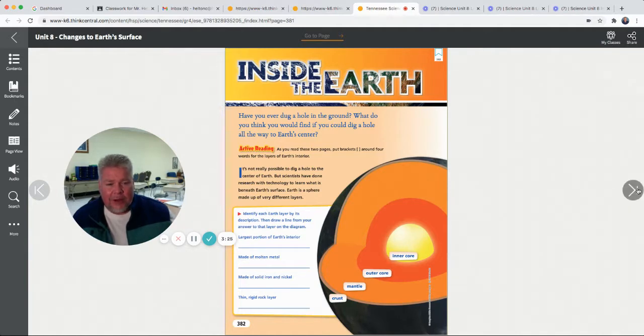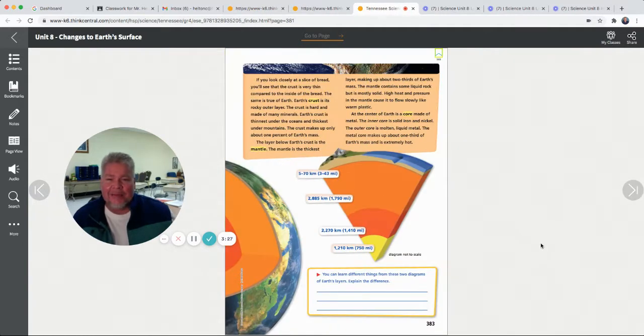Let's read more about it now on the page that we started reading a minute ago. If you look closely at a slice of bread, you'll see that the crust is very thin compared to the inside of the bread. The same is true of Earth. Earth's crust is its rocky outer layer. So if you look right here, this layer looks like a slice of pizza or watermelon now. This rocky outer layer is the crust. It's very thin compared to the other layers.